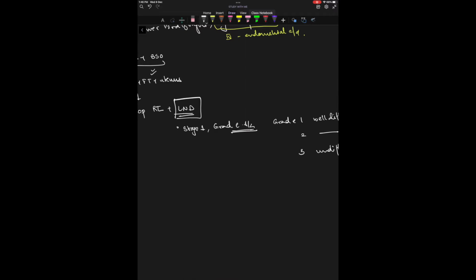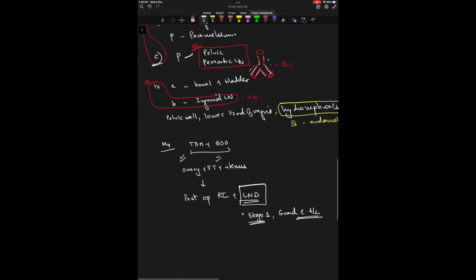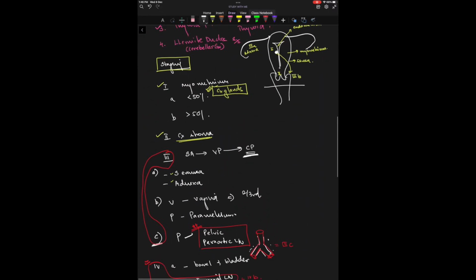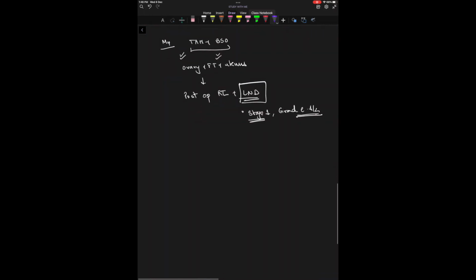Okay, so for grade 1 and 2 and stage 1, what was stage 1? Let's revise it again. Stage 1 was the involvement of myometrium. So in this stage, lymph node dissection is not required. What we do is plain TH plus BSO followed by post-op radiotherapy. Right? Second point, if the tumor size is less than 2 centimeter, then lymph node dissection is not required.